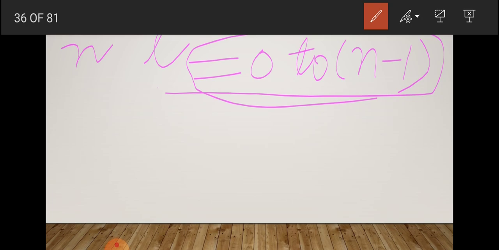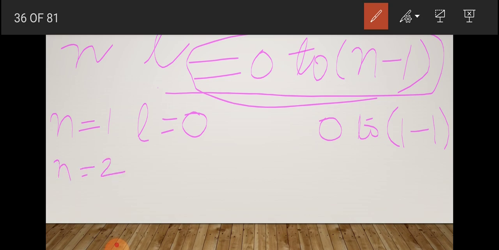Now, let's consider n is equal to 1. What will be the value of azimuthal quantum number? How will you bring it out? l is equal to, we have to find out, and we know the formula 0 to n minus 1. n is 1, so 1 minus 1, 0. Means l will be 0. Okay, now suppose n is equal to 2. What will be the value of l? Again 0 to n minus 1 means 0, n minus 1, n is 2, 2 minus 1, 1. So l will be 0 and 1.